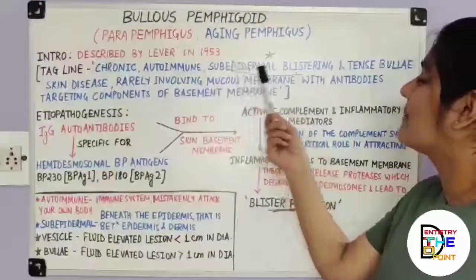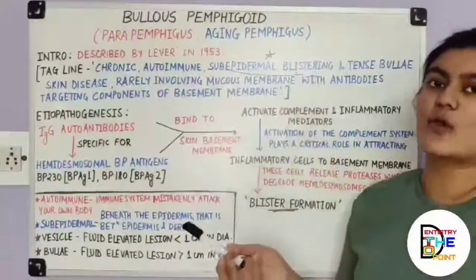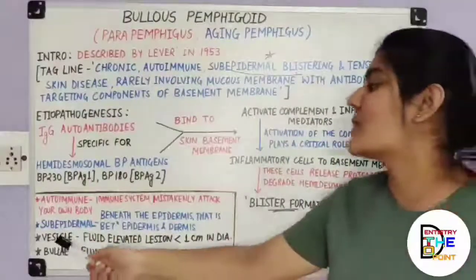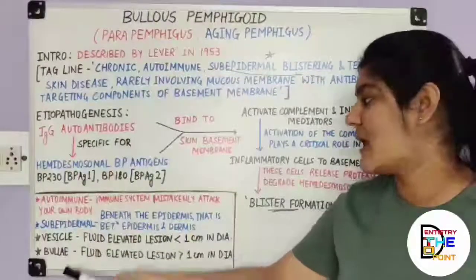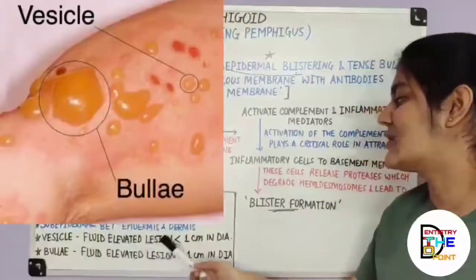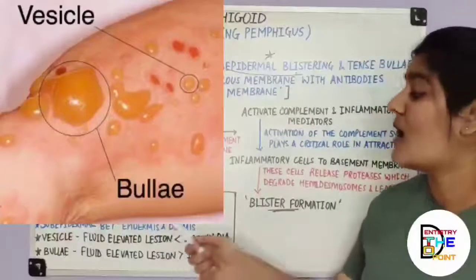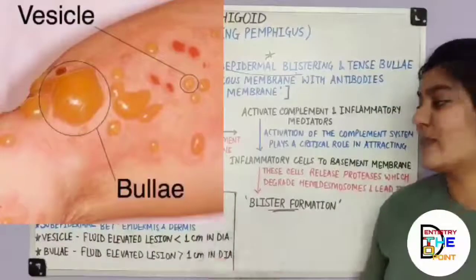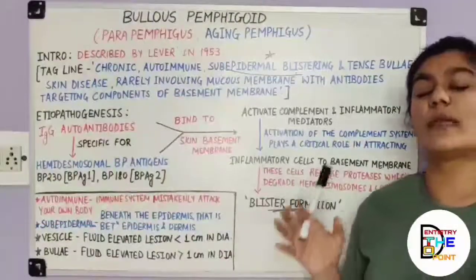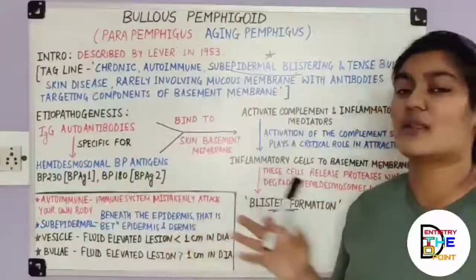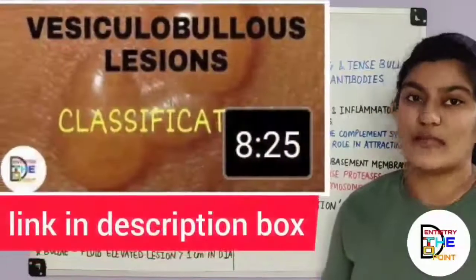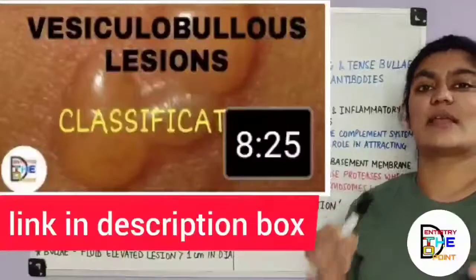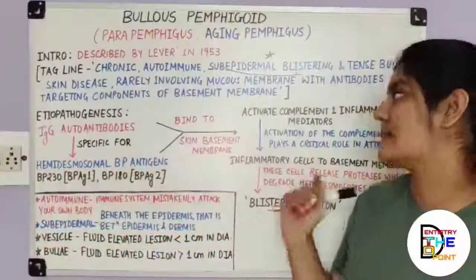Now, subepidermal blistering. As you always know, blisters are nothing but bubbles, and they are of two types, your vesicles and bulla. Again I am revising. A vesicle is a fluid elevated lesion less than 1 cm in diameter, whereas bullae are fluid elevated lesions more than 1 cm in diameter. Also a separate video has been made explaining the vesicles and bulla and the classification of vesiculobullous lesions. So do check that video out if you haven't, for which I'll give the link in the description box and also pop an I button.